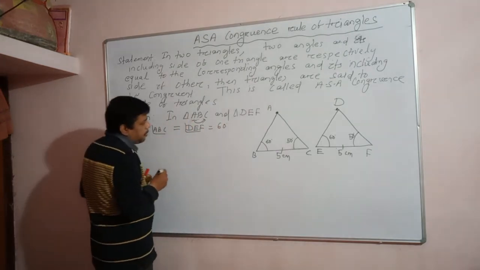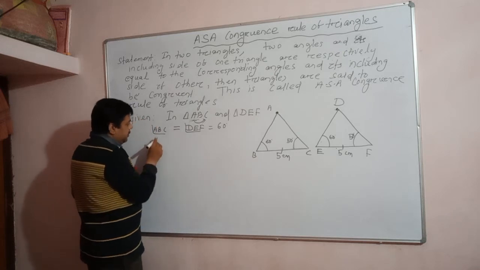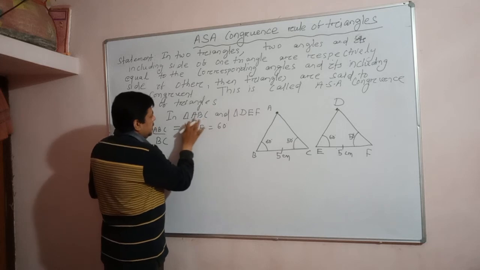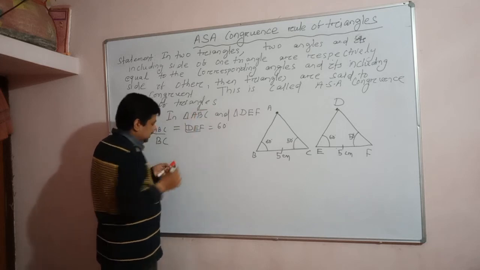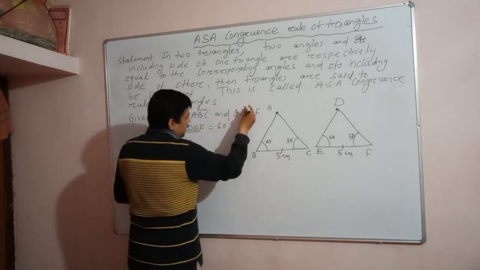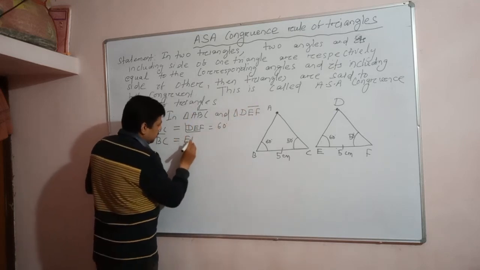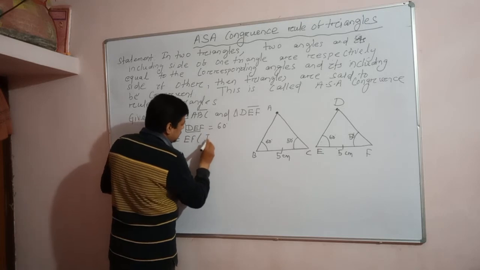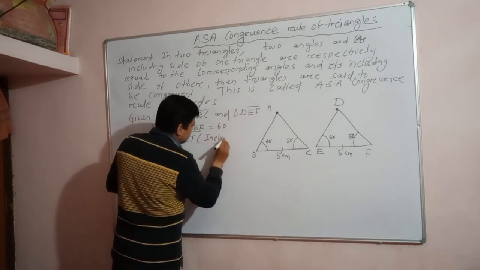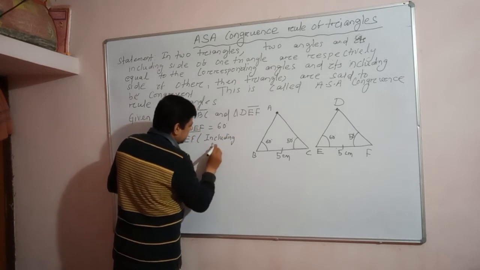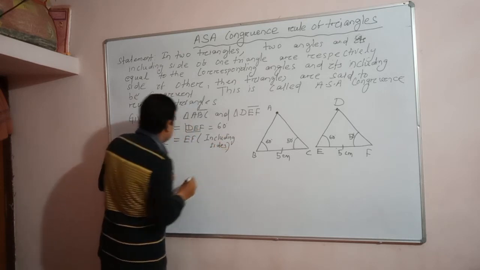Similarly, side BC. Which side is BC? BC side is equal to which corresponding part? EF. BC is equal to EF. And this is known as the including side. Hello, this is the including side.